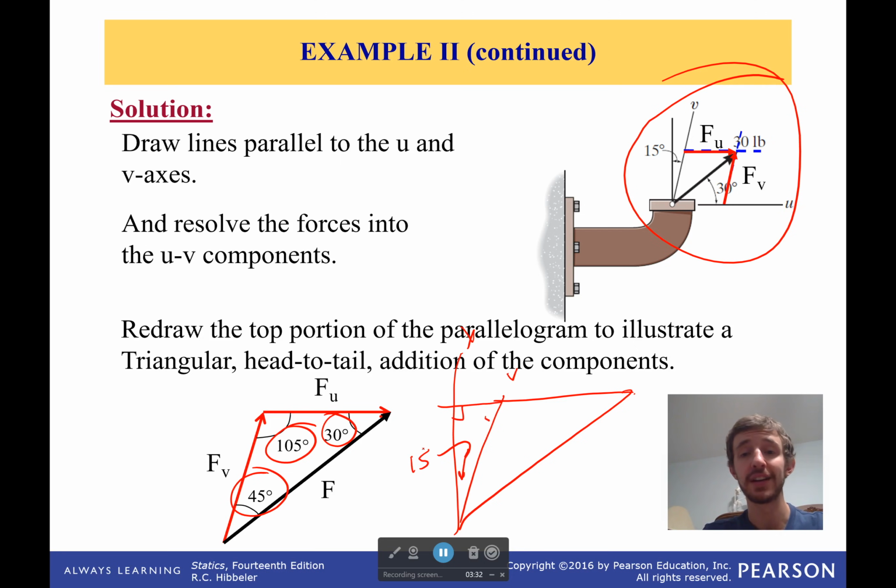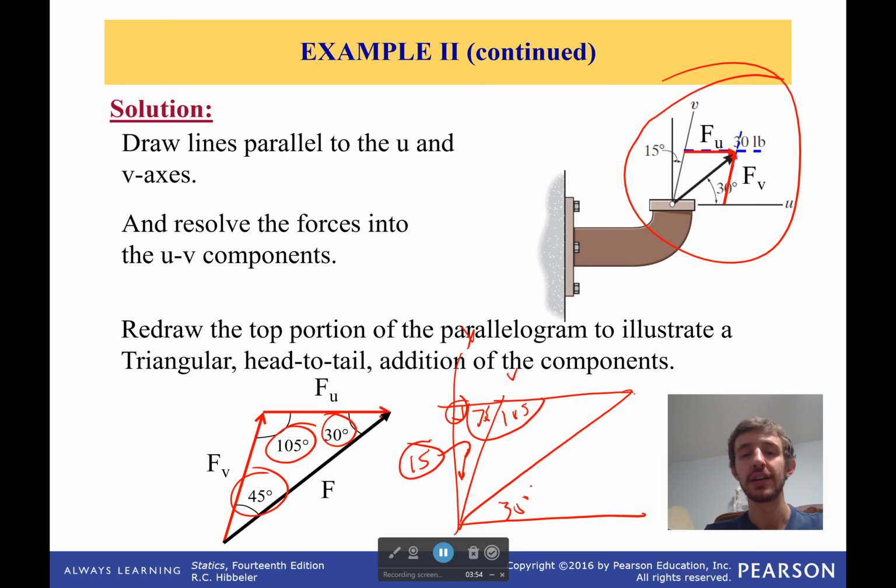15 is that angle right there. So how many degrees are in a triangle? There's 180. So if this is 15, that's a 90. That's 105. That means that this right here is 75. So there's 180 degrees in a half circle. So it means that this is 105. Okay.